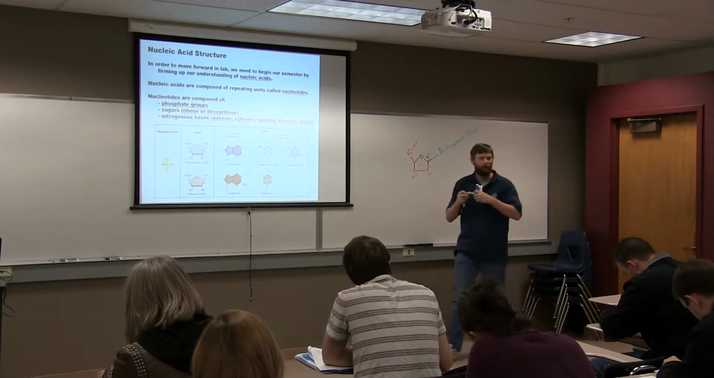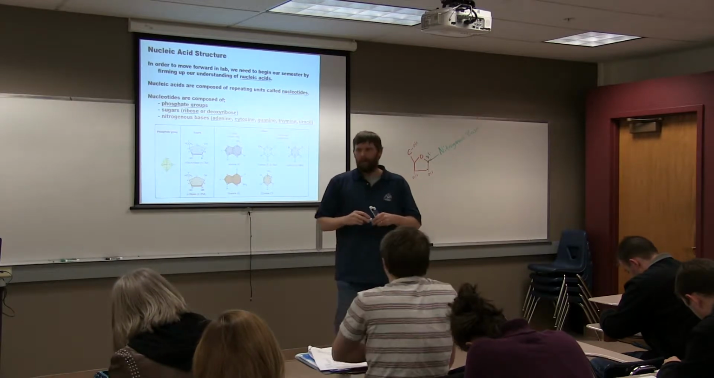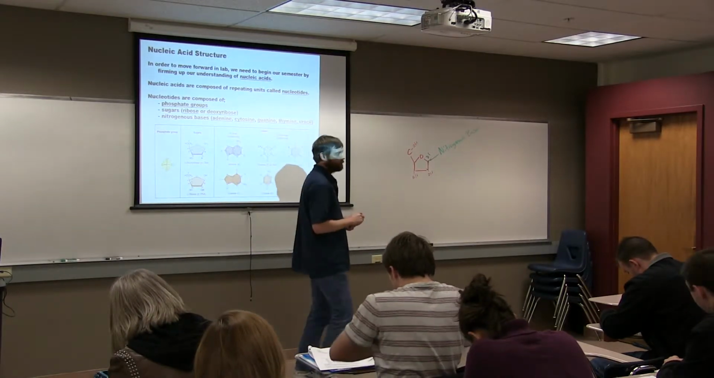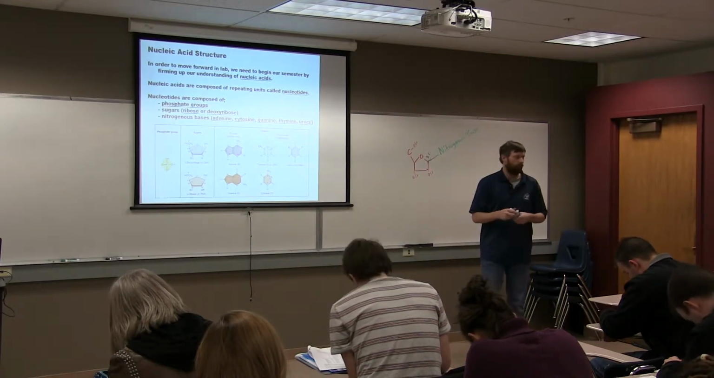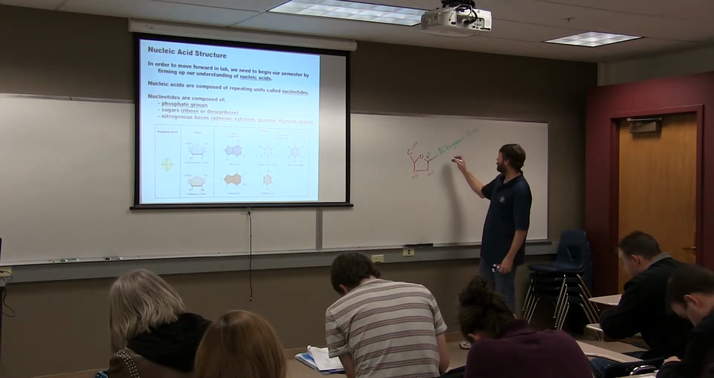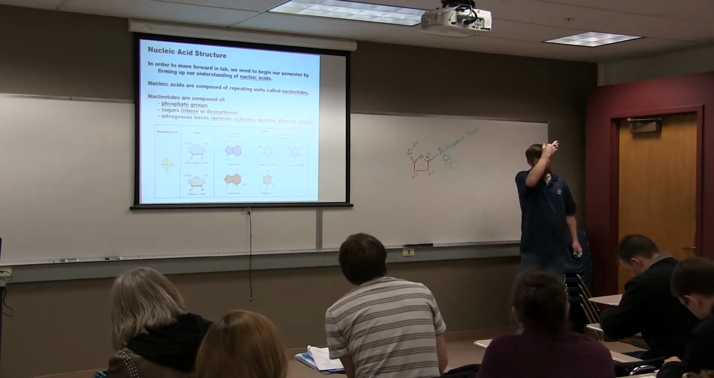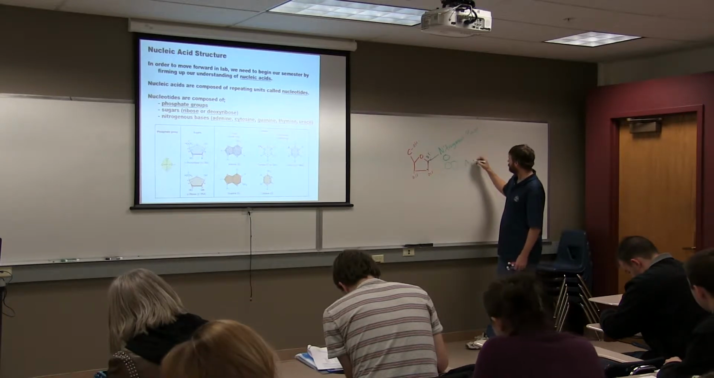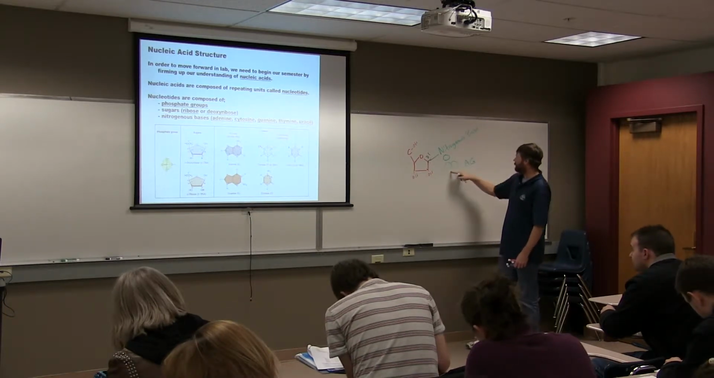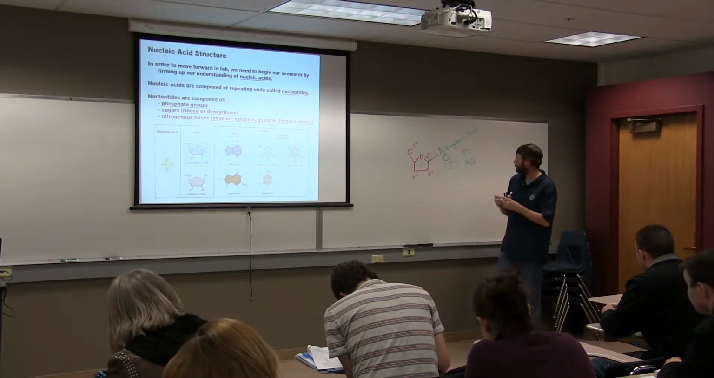And the nitrogenous base is going to be an organic molecule with a large amount of nitrogen in it. It can have a single ring or it can have two rings. So it can be one ring or two rings is the way I draw it. Adenine and guanine have two rings. Thymine and cytosine have a single ring.